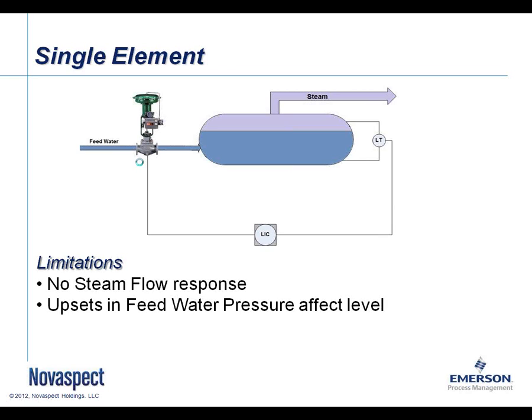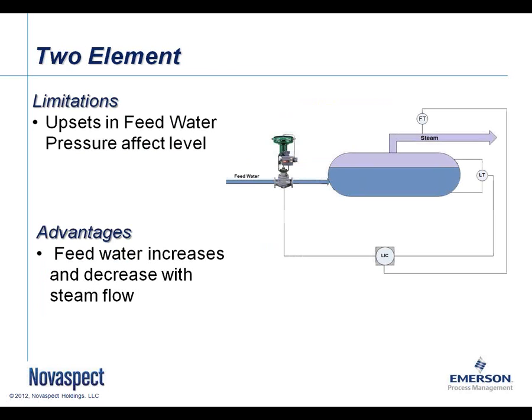So the next step, as we move forward, would be to look at a two-element drum level control. As you can see in this one, we've actually added a flow transmitter onto the steam flow. This gives us a feed-forward capability, giving us two elements, level and steam flow, to use in our control strategy to help drive our valve. In this case, though, we still don't have any way to address upsets that we may see in feed water pressure due to changes in feed pumps.